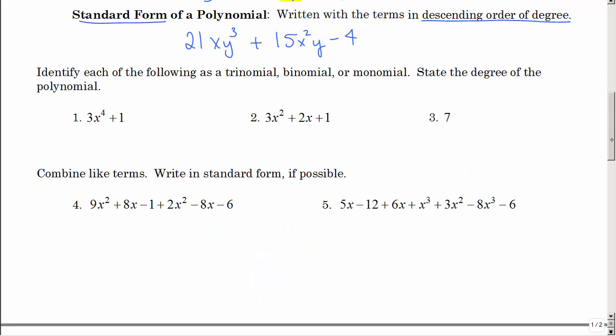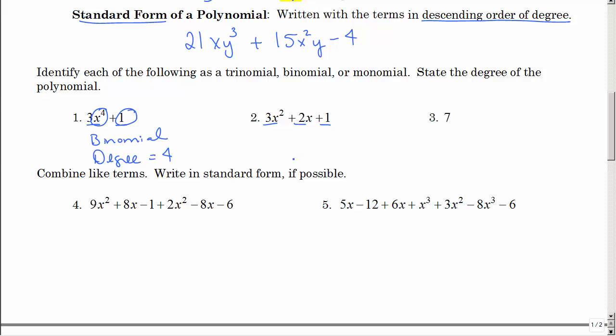So, identify each of the following as a trinomial, binomial, or monomial. State the degree of the polynomial. Right, so we have 2 terms. So this is a binomial, just like a bicycle has 2 wheels, binomial, 2 parts. State the degree of the polynomial. Well, the constant is degree 0. That is degree 4. We take the highest degree.